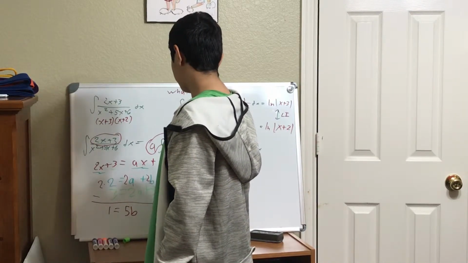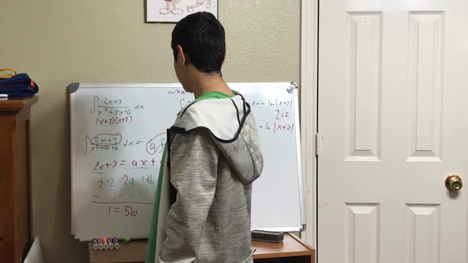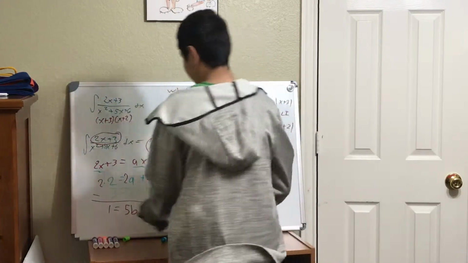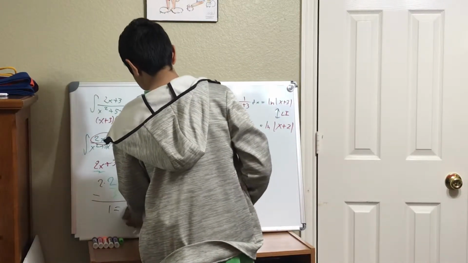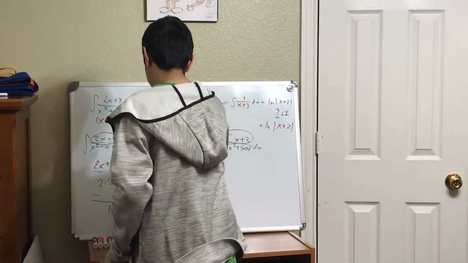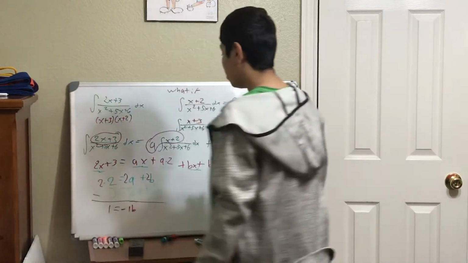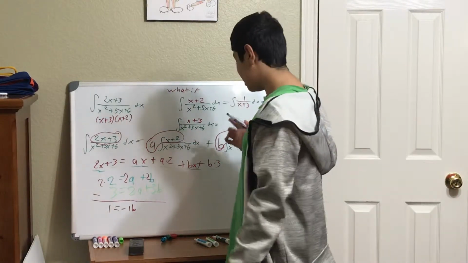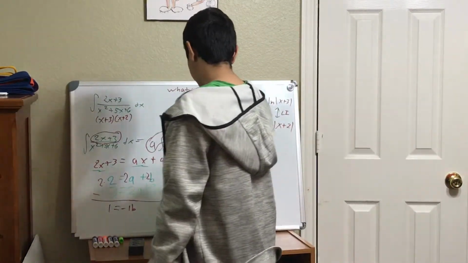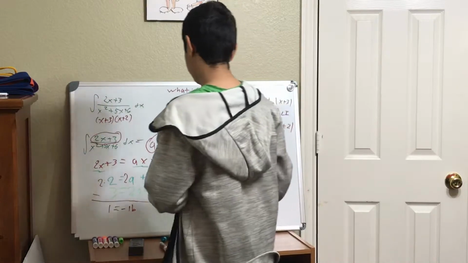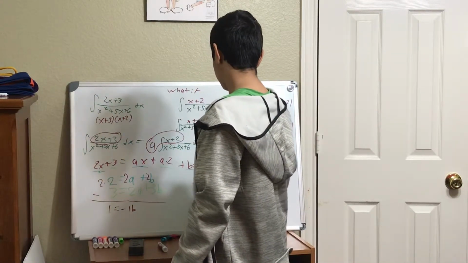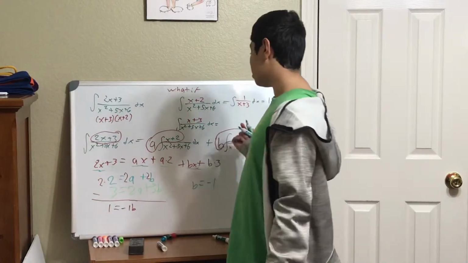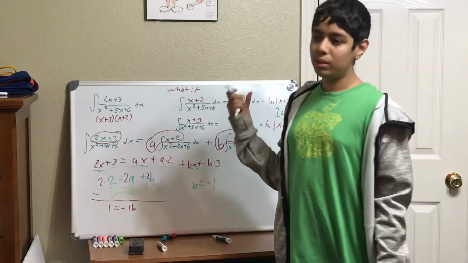Did I mess up? Oh, never mind, no, I did mess up. Instead of 5b, it's negative 1b. Good catch. So negative 1b. We know b, therefore, is negative 1, since we multiplied by negative 1 on both sides. So b is equal to negative 1. Now what's a? Well, we know a plus b equals 2, so a minus 1 equals 2. So a is equal to 3.